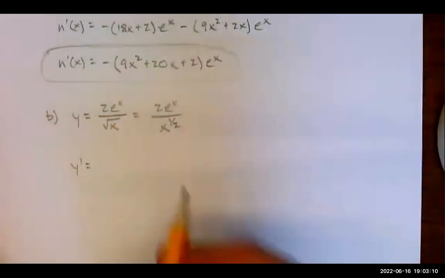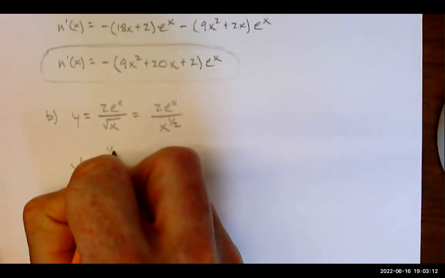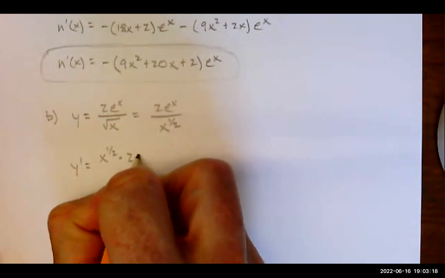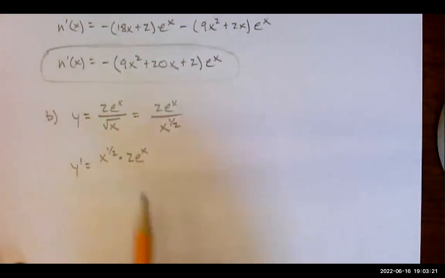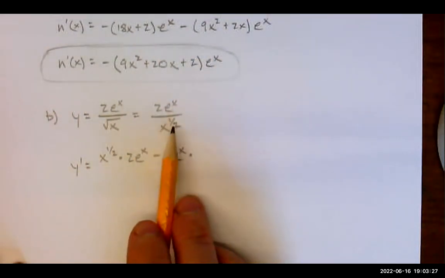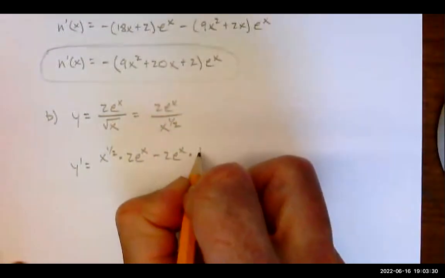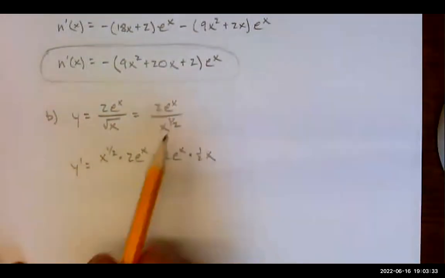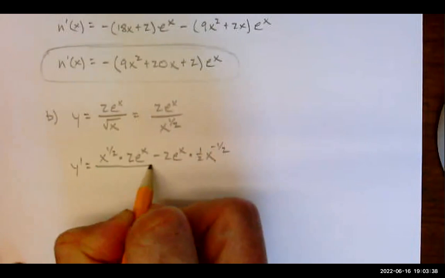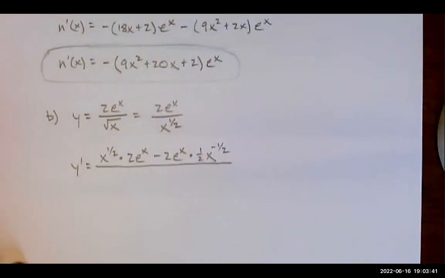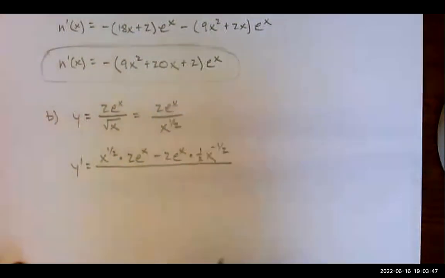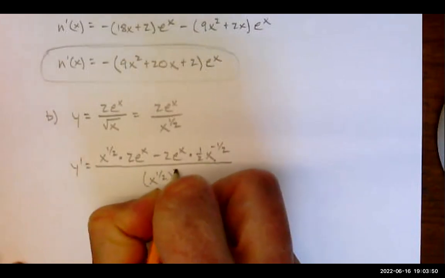Quotient rule says low times the derivative of the high. Well, this derivative would still be 2e to the x. Low d high minus the high. And now the derivative of the low, this is interesting. The 1/2 is going to move down, and we subtract 1 from the power. Well, 1/2 minus 1 is negative 1/2. Low d high minus high d low, and it's all over the low squared.